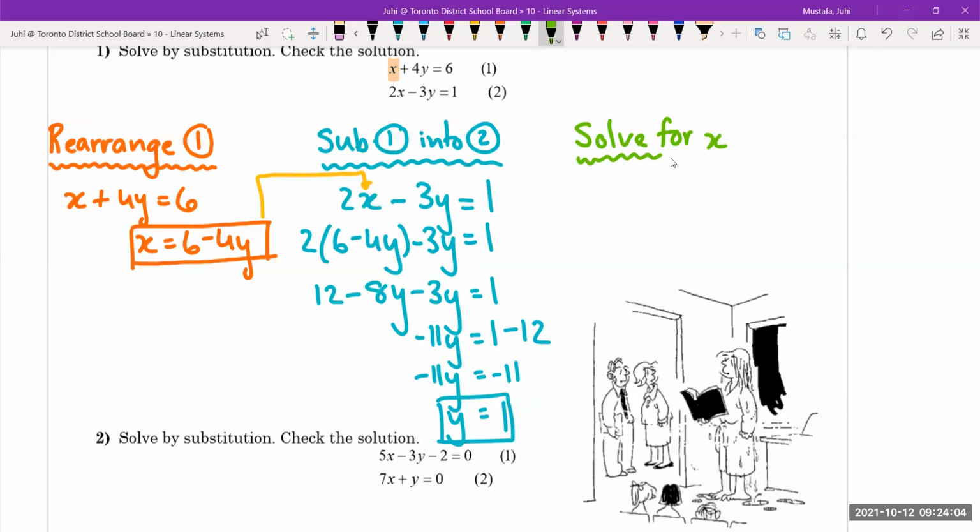So our next step is going to be solve for x. We've already solved for y. I just take the equation over here. I already have a really good equation that says x is equal to 6 minus 4y. And then I'm going to be subbing in this 1 into this. So it's going to be 6 minus 4 times 1. And the answer is just going to be a 2.